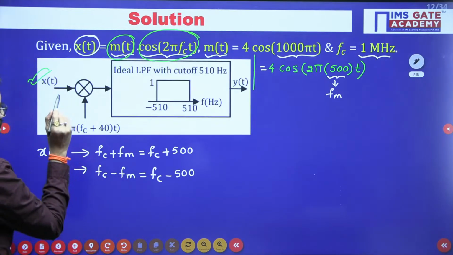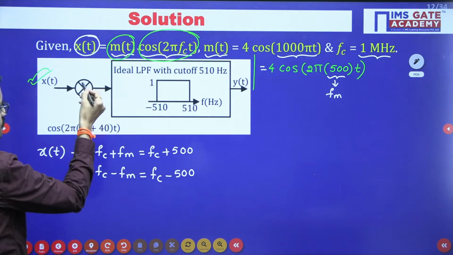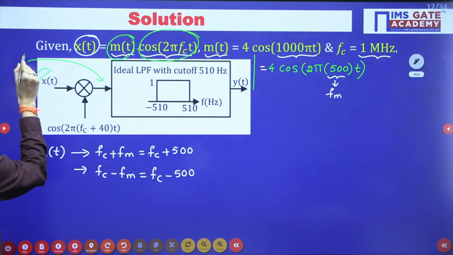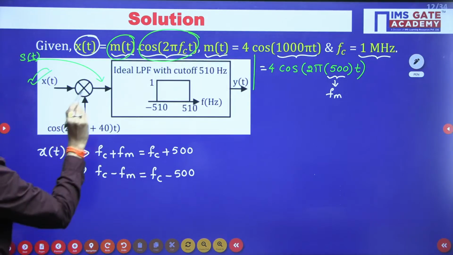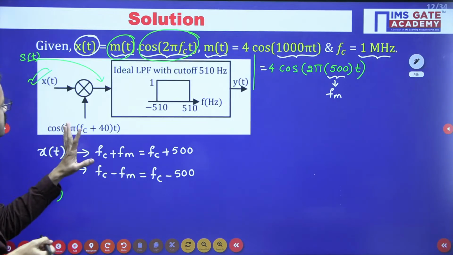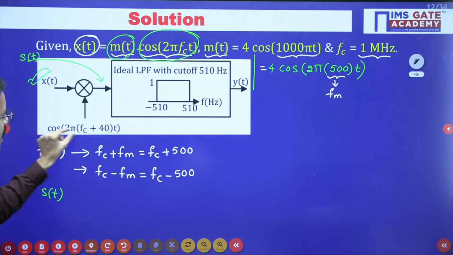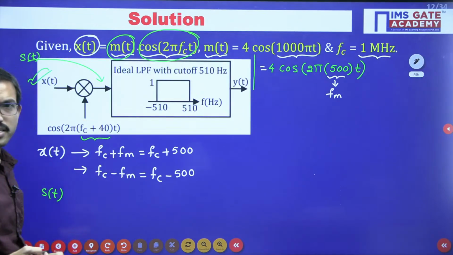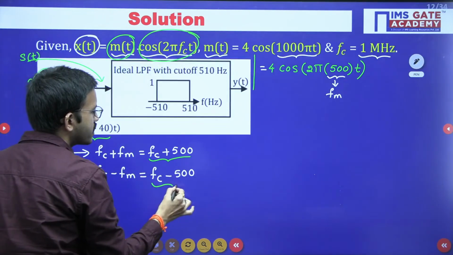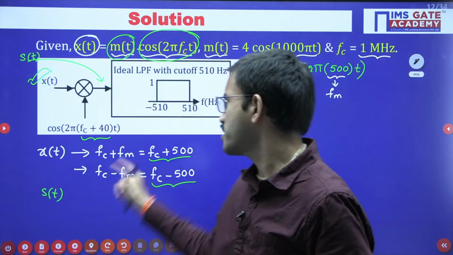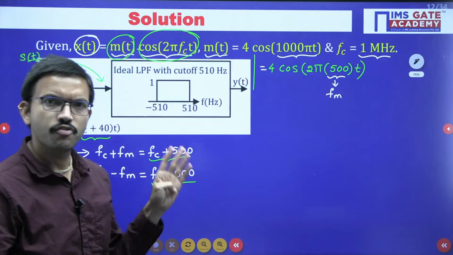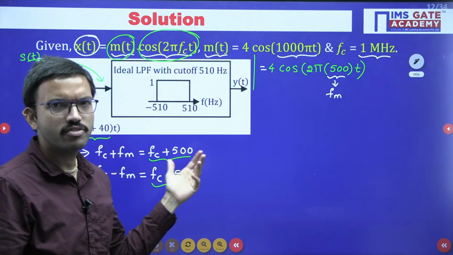Now in this particular diagram, you have the multiplier. So this multiplier output, for the timing, I am assuming as s of t. So here s of t is nothing but x of t multiplied with this carrier signal, right. Regarding x of t, we have 2 frequencies. How many possible frequencies may we get? Yes, same, 4 possible frequencies we will get, just like the previous question.